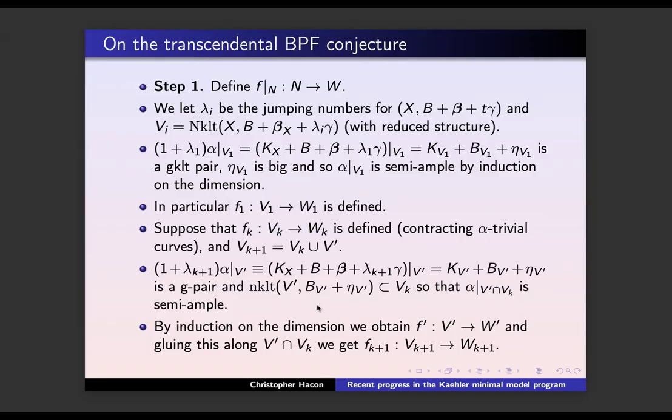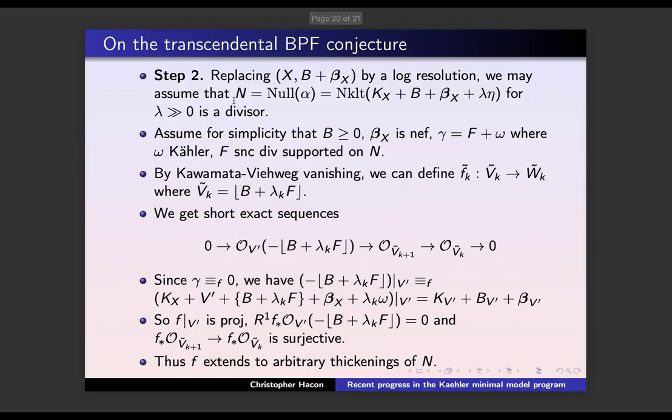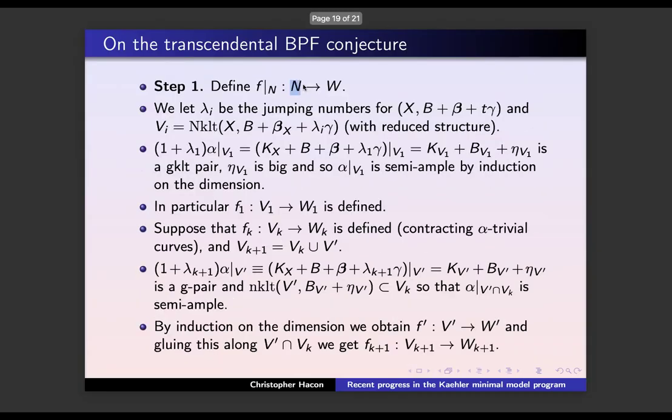Okay, so assuming one can make that step work, then by induction we eventually get a morphism defined from the reduced non-KLT locus to some complex space W. The next step is to extend this morphism to a formal neighborhood of N.